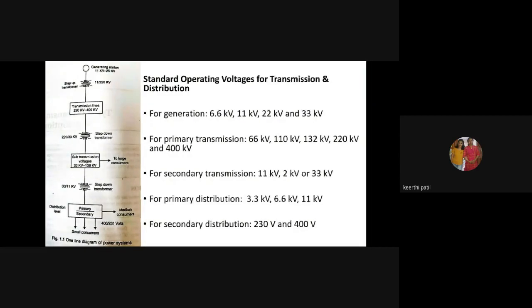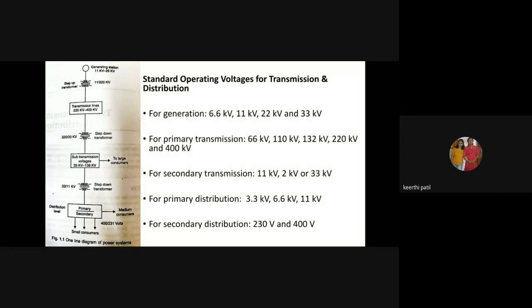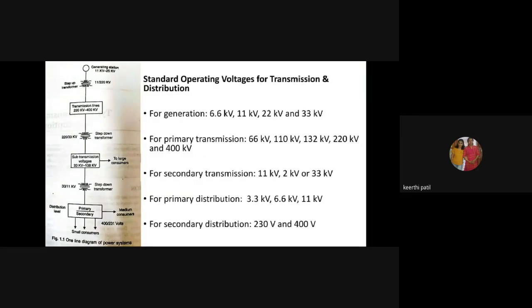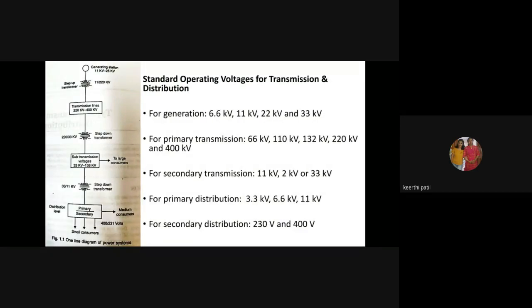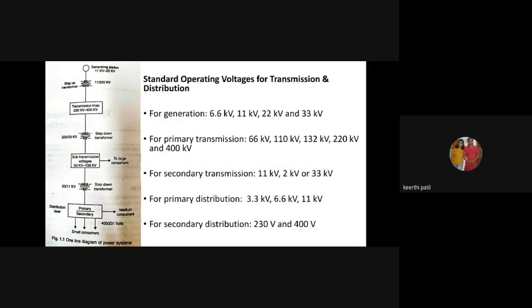Transmission lines are those in which the conductors are carried between the towers. I'll move to the next part: why are we actually increasing the voltage in the transmission part?